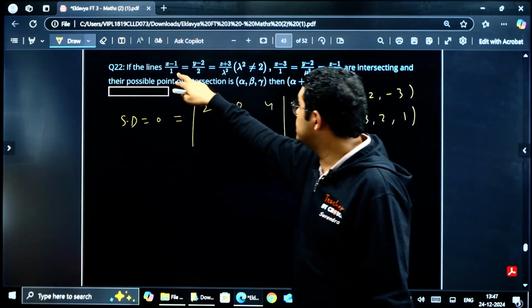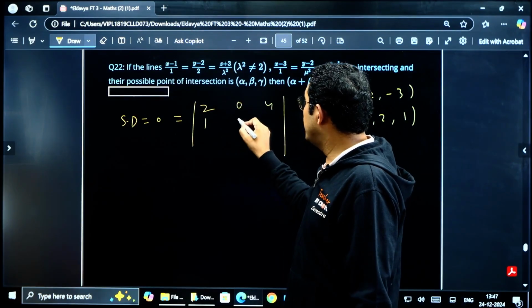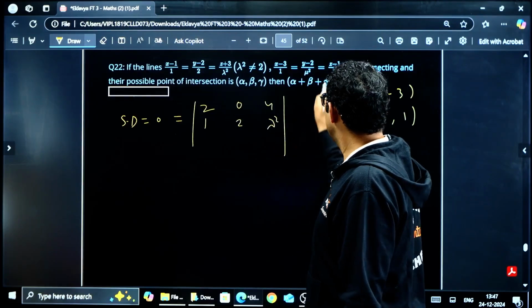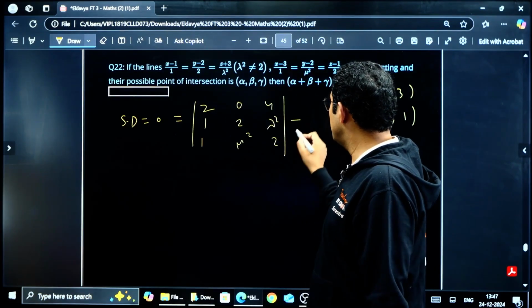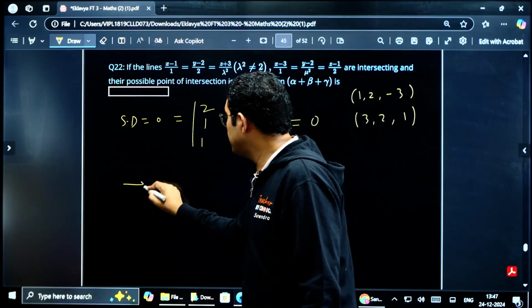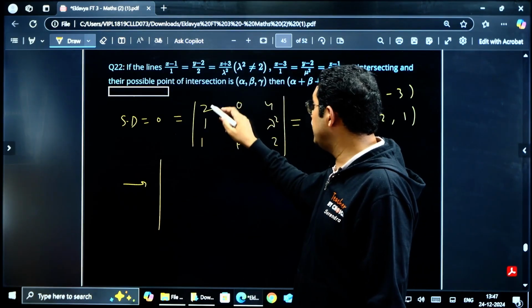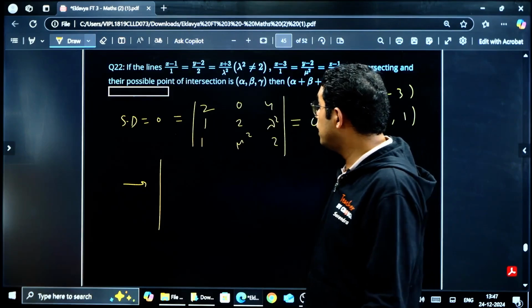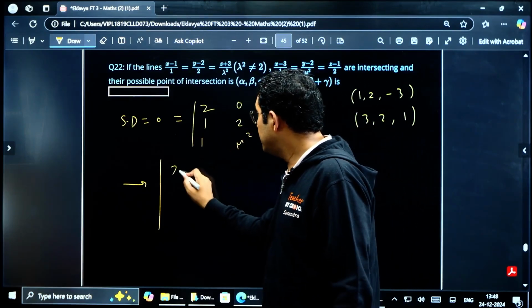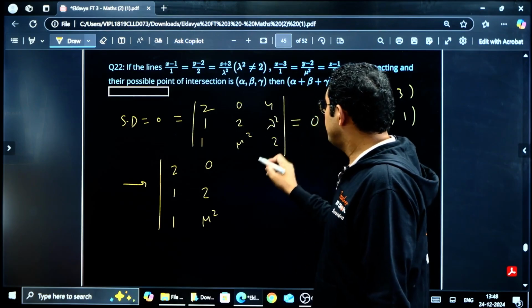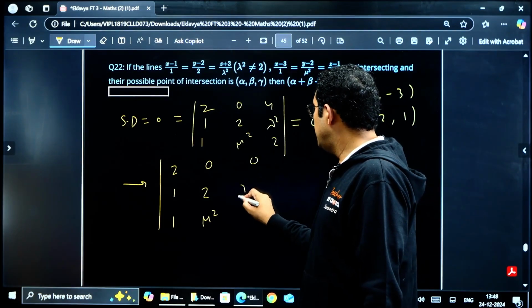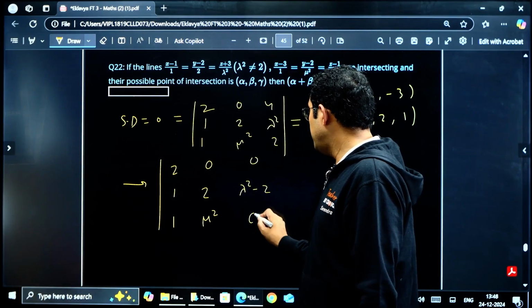Second row is the direction ratios of the first line. So 1, 2, lambda square, and then 1, mu square, and 2. That has to be equal to 0. Now we can use some property. I can multiply the first column by 2 and subtract the last column. First two columns I am not changing at all. So 4 minus 4 is 0. Lambda square minus 2, and here also I am getting 0.